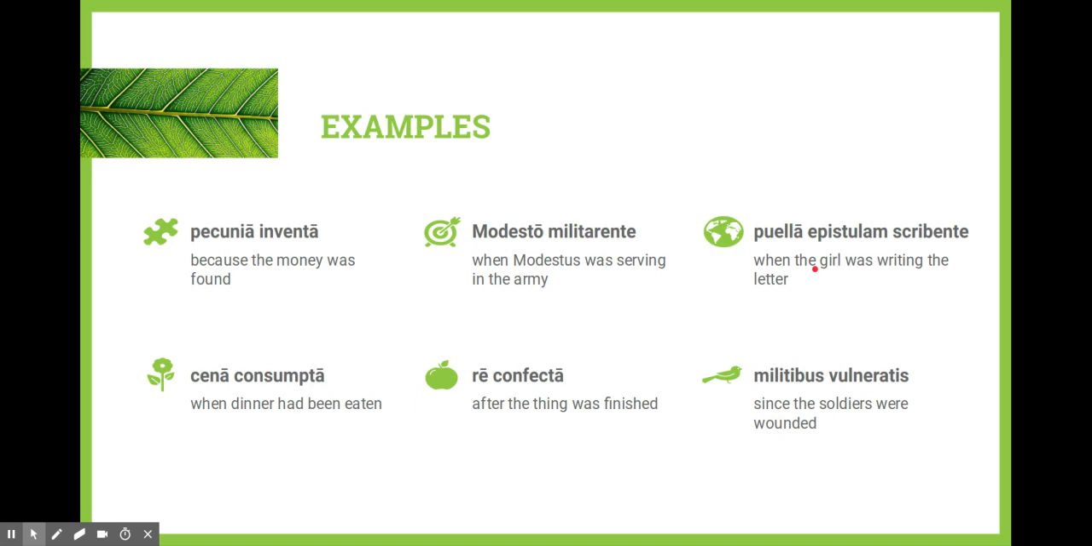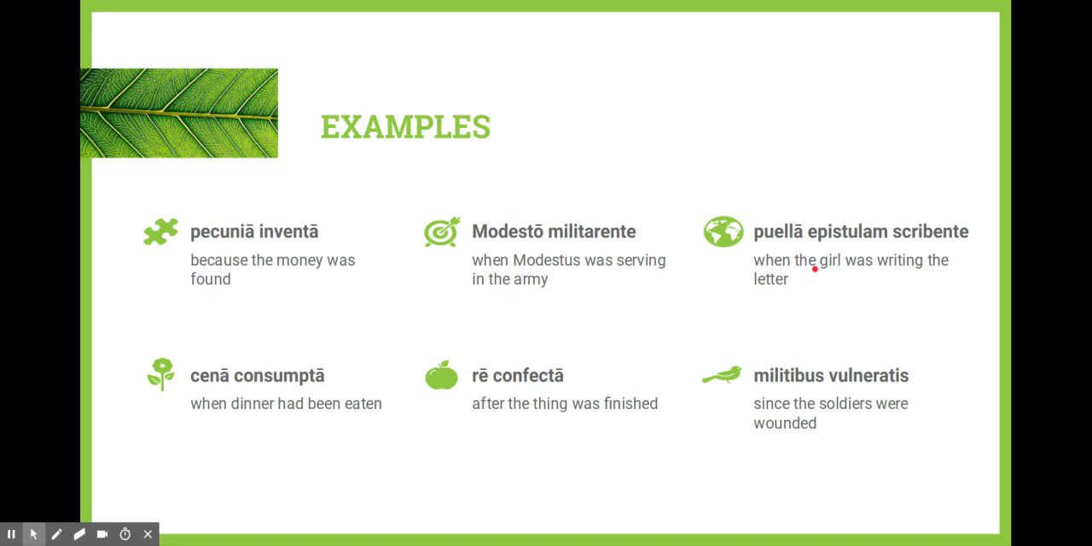I have six examples here, and one of the reasons that I chose to provide so many examples is because when you're starting an ablative absolute translation with SWAB, there's a lot of flexibility that you have with translation. For pecunia inventa, the translation I gave you is because the money was found, but you could just as easily say since the money was found, or after the money was found. You have to start being a little bit flexible with the ablative absolute. Now, some Latin students don't really like being too flexible, so be cautious about that.